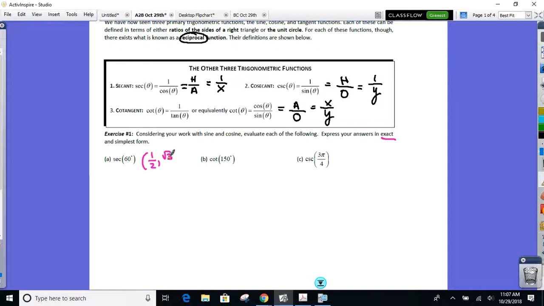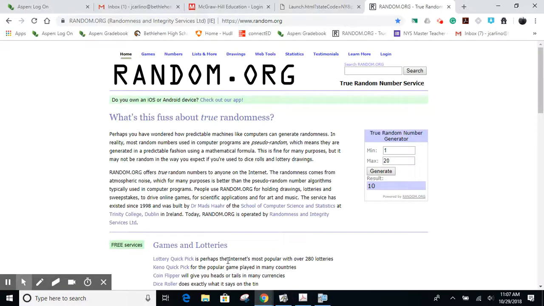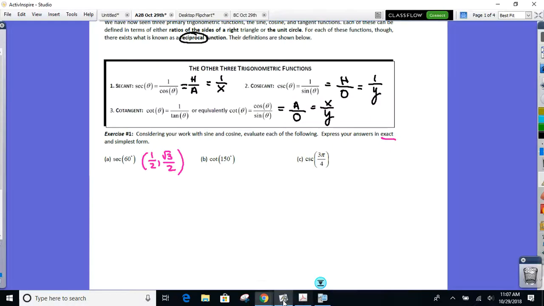Radical 3 over 2, right? So that's what I'm going to just start thinking about. 60 on the unit circle. All right. Secant now. I flip what? Which one of the three do I flip to get secant?